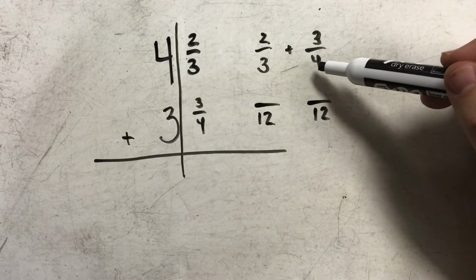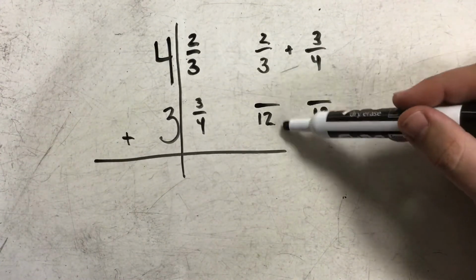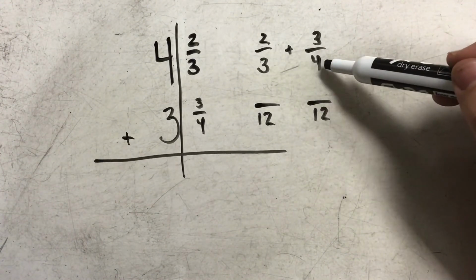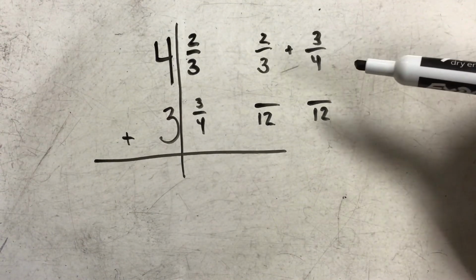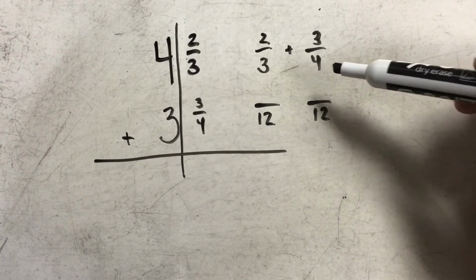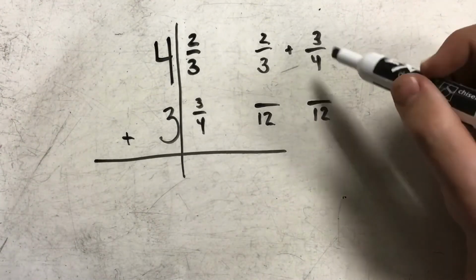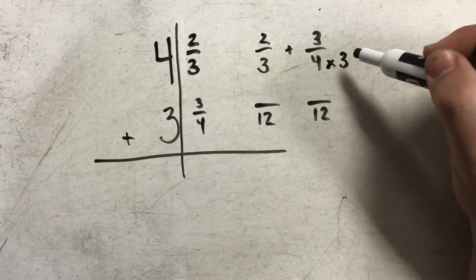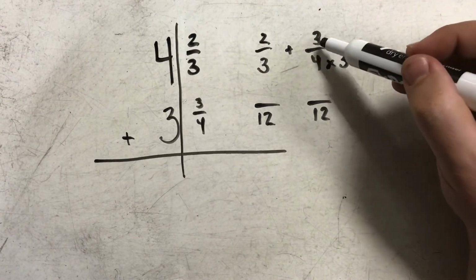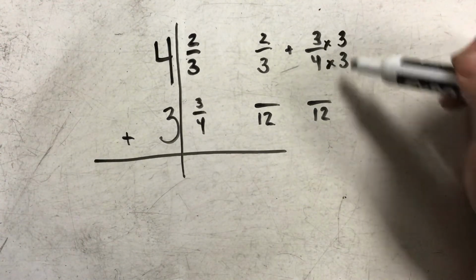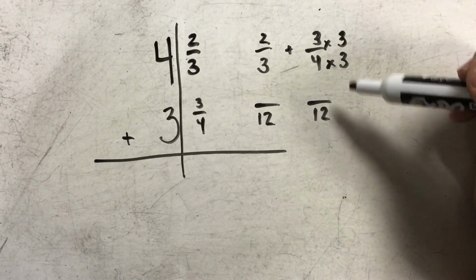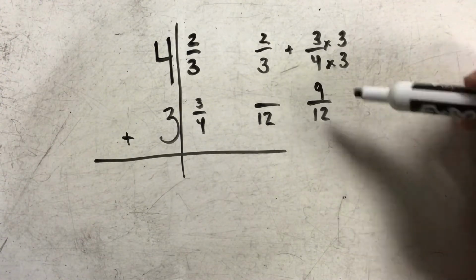Now, here I've changed my denominators in both cases, and if you change your denominator, you have to change your numerator in the exact same way. So I asked myself, what did I do to 4 to get to 12? Well, I multiplied it by 3. So if I multiply my denominator by 3, I also need to multiply my numerator by 3. 3 times 3 is 9.